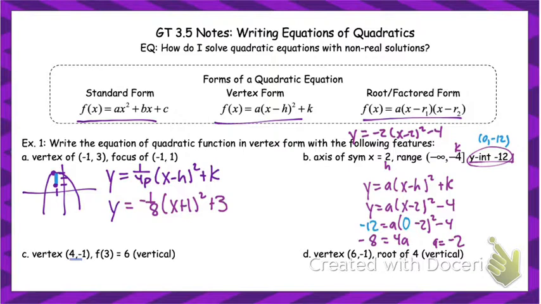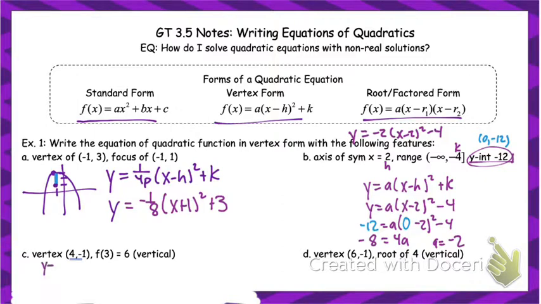All right, so continuing for this next one. So it tells us our vertex, and it gives us a point. It also tells us that it is vertical. That's important to know just because we could write a horizontal parabola that goes to the point 3, 6 and has a vertex of 4, negative 1. But in this case, we're writing the vertical equation.